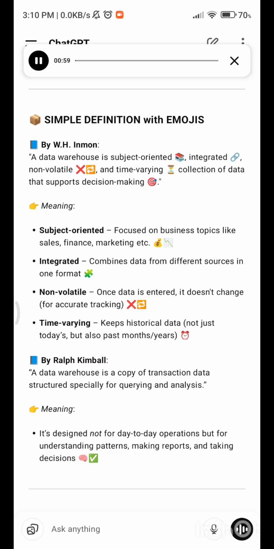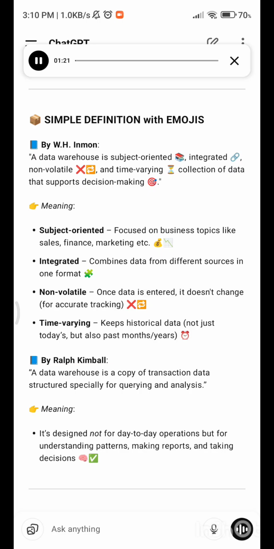Meaning, subject-oriented, focused on business topics like sales, finance, marketing, etc. Integrated, combines data from different sources in one format. Non-volatile, once data is entered, it doesn't change for accurate tracking. Time-varying, keeps historical data, not just today's, but also past months, years.